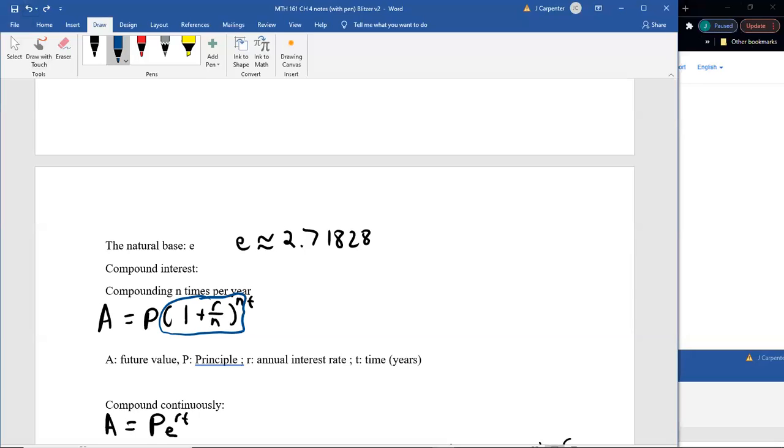PERT, also a really easy formula to remember, just a terrible shampoo full of chemicals that'll probably make you go bald eventually. I'm being sarcastic. But PERT, it's pertinent.